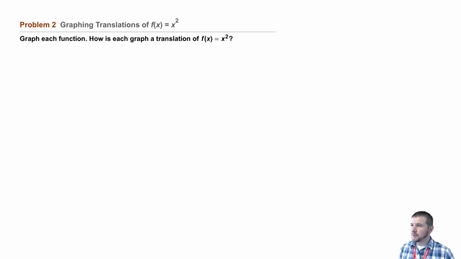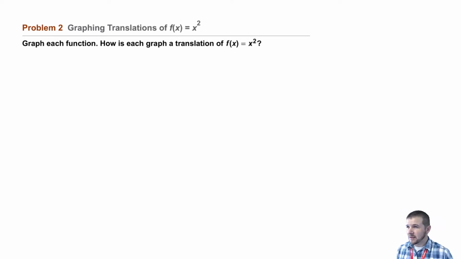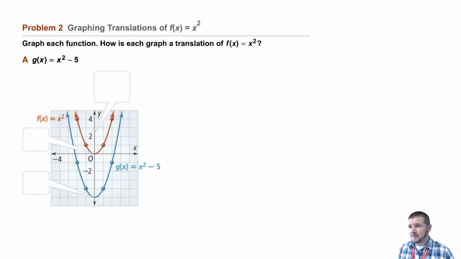That brings us to problem 2, graphing translations of f of x equals x squared. Graph each function. How is each graph a translation of f of x equals x squared? Part A, g of x equals x squared minus 5. So consider the graph shown below. The axis of symmetry is the line represented by x equals 0.